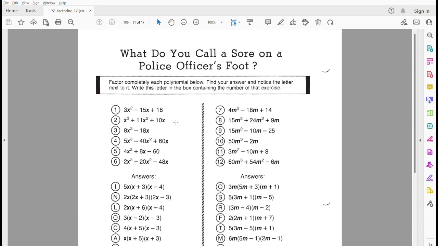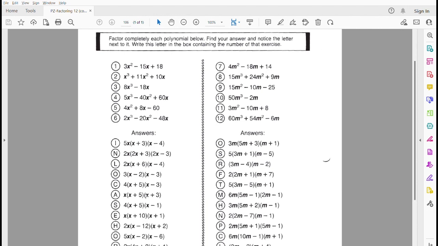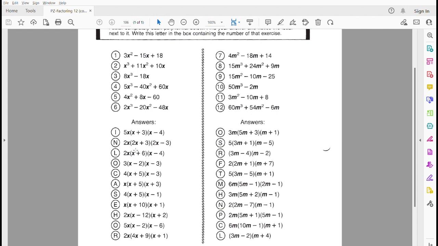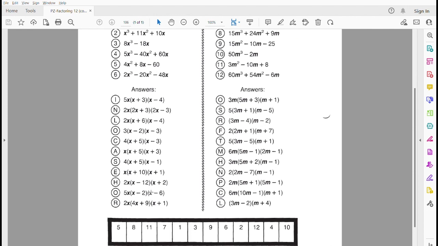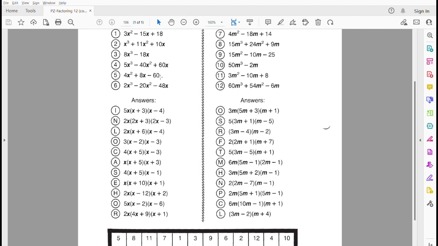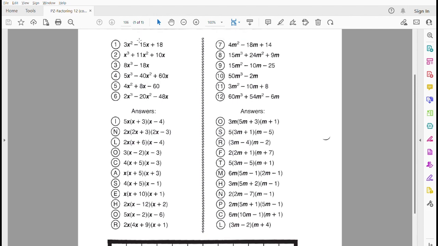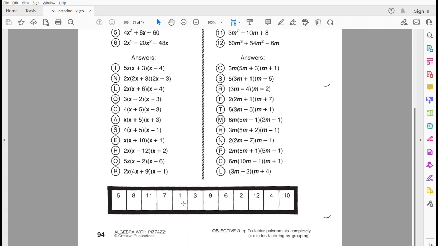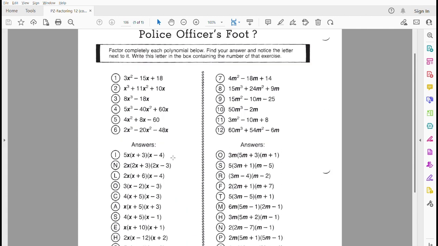We're trying to solve the riddle, what do you call a sore on a police officer's foot? So the idea here is we've got two sets of problems, 6 in each. We have to factor these completely and then check to see if we have an answer that matches that down below each set of those. And then we just put that letter next to the number of whatever problem it went with. So for example, let's say I do number 1 and I figure out that the answer is, I don't know, O. Maybe it is. We would put an O next to 1 down below here. All right, so let us proceed.